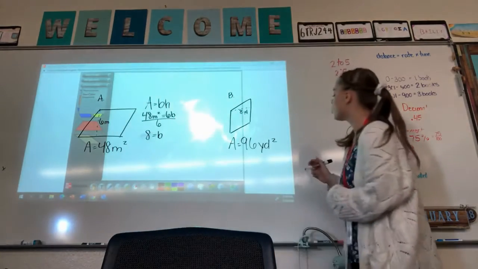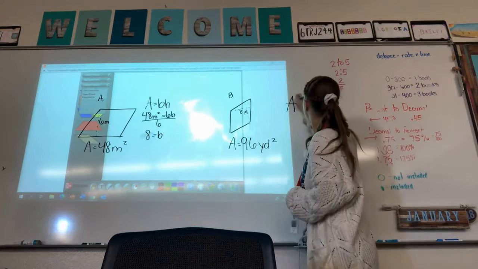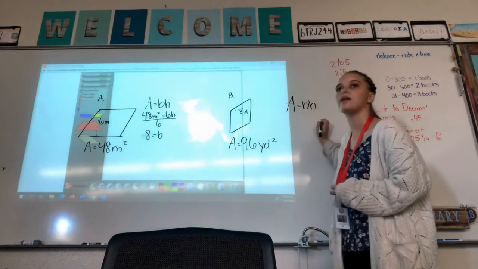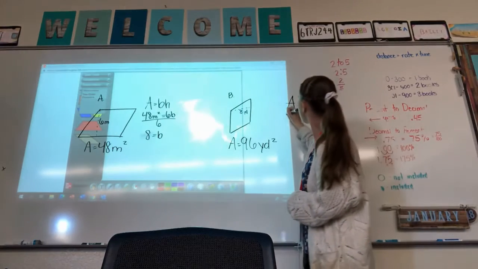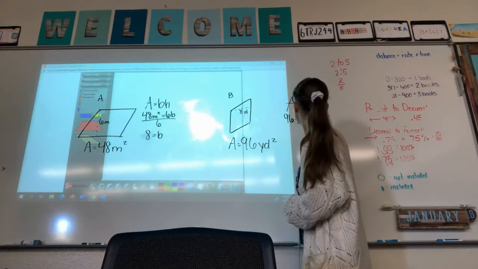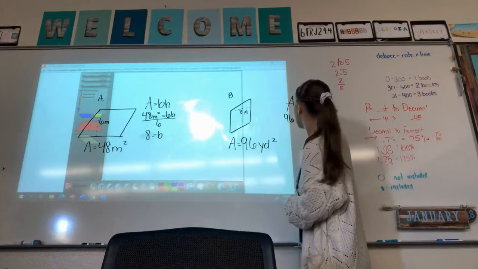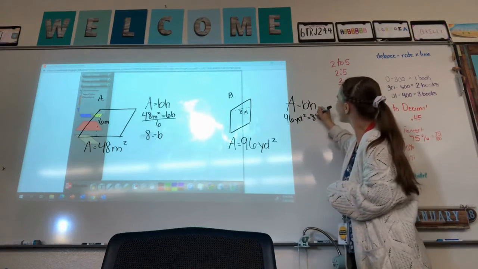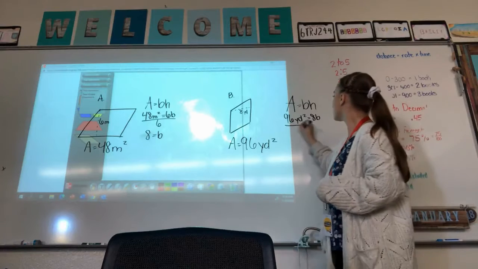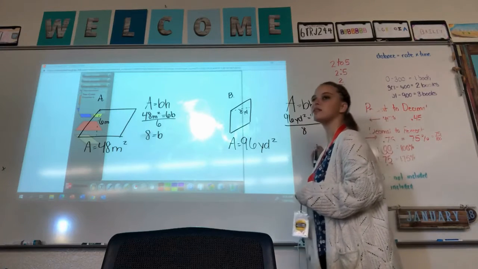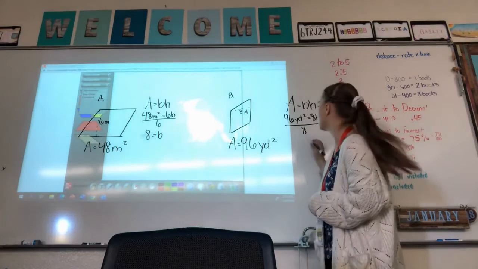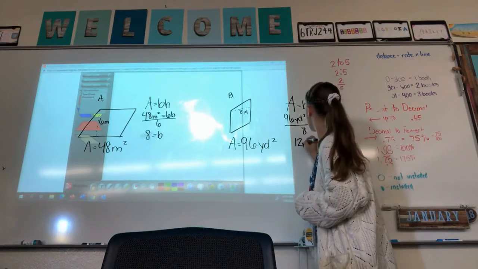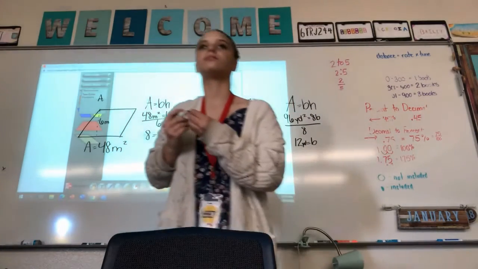For B, we start with our formula. A is equal to base times height. Our A is 96 yards squared, and our height is 8, and we are finding B. So we are going to divide by 8. What is 96 divided by 8? 12. So 12 yards is B. Does that make sense?